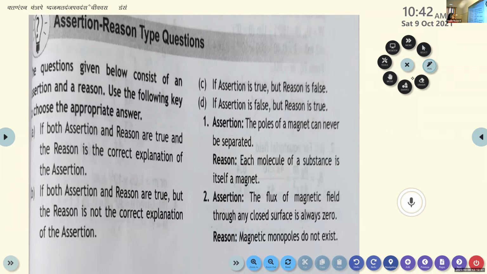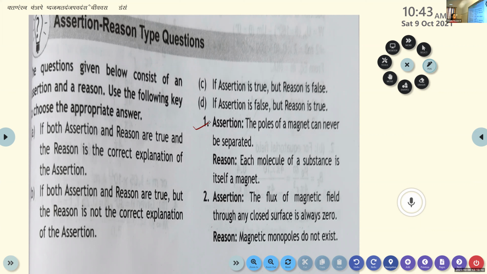So here you have the directions. If option A is right, then both assertion and reason are true, and the reason is the correct explanation for the assertion. If option B is right, then both assertion and reason are true, but the reason is not the correct explanation for the assertion. If option C is right, then the assertion is true, but the reason is false. And if option D is right, the assertion is false, but the reason is true. Now kindly go through the first question.